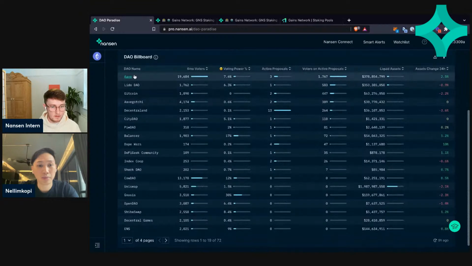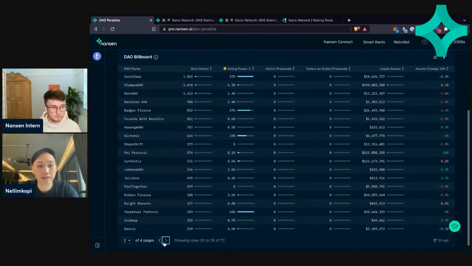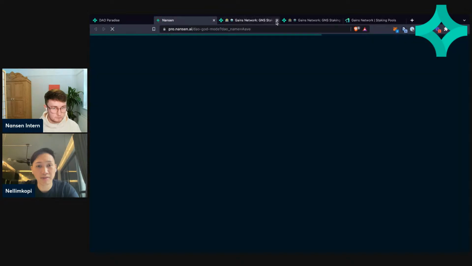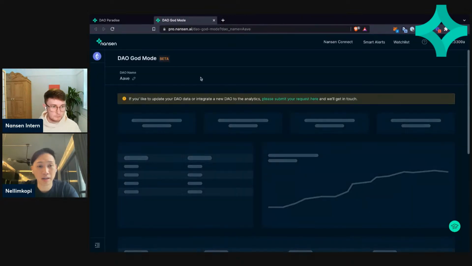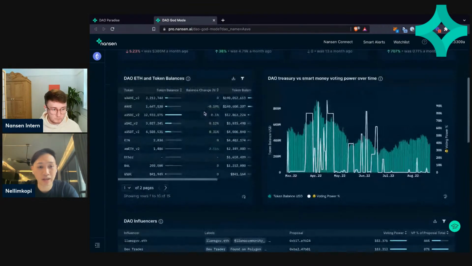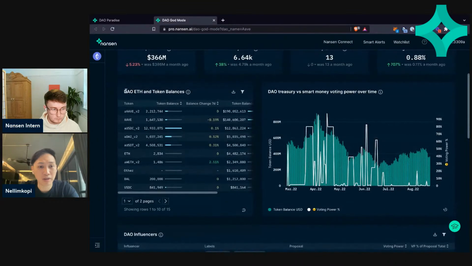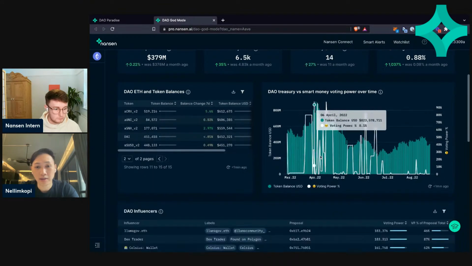Yeah. So we actually have quite a lot of DAOs that we have listed on our DAO Paradise, and this is a VIP feature. I can dig deeper into the treasury to look specifically at what tokens they are holding, whether they are all holding their native tokens or whether they diversify into other assets. Up here we have your DAO ETH and token balances, and you can see the tokens that they are holding, as well as the DAO treasury change over time.